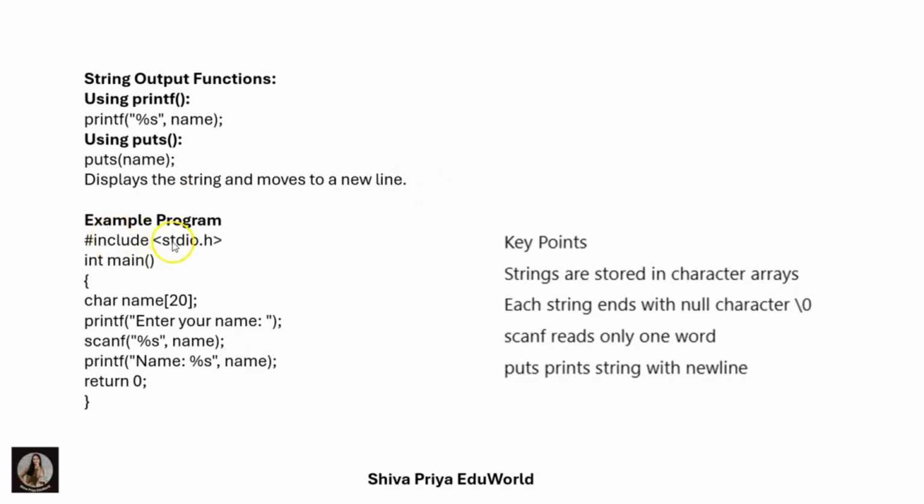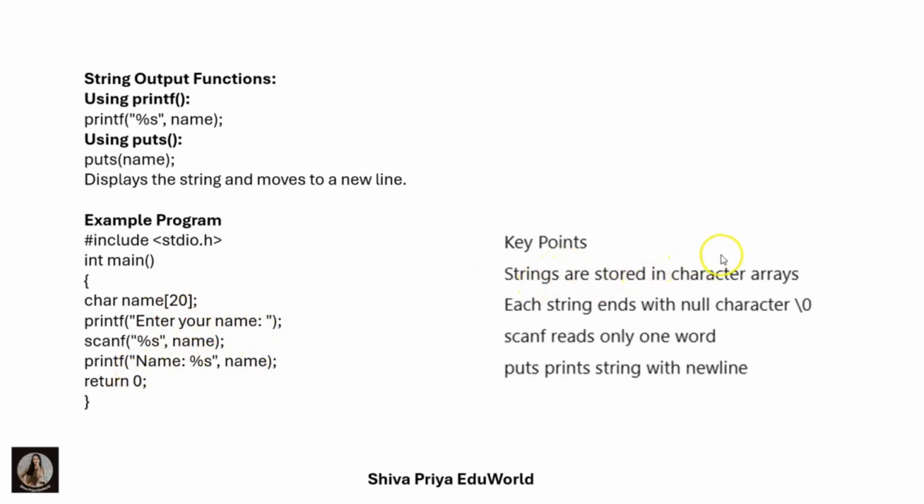For example, #include <stdio.h>. int main. The execution starts from here and the statements are char name[20]. Here I have taken the character array name. The size is 20. printf enter your name. After entering that, it will scan it, and this is a string. That's why I have taken %s. And then printf the name with %s and name. It will give the output whatever you have entered. It will return 0 for the successful execution.